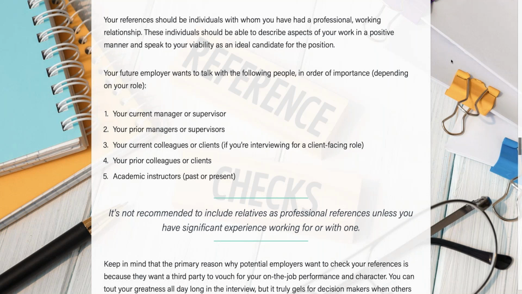You definitely want to make sure that your references are alerted to where you're at in the hiring process, what your goal is, and that you've shared all that information with them. Good question.